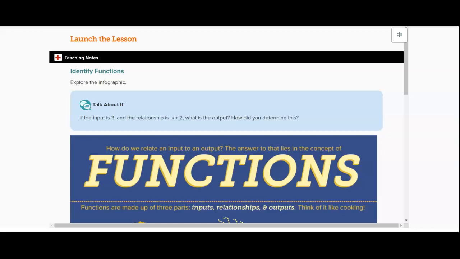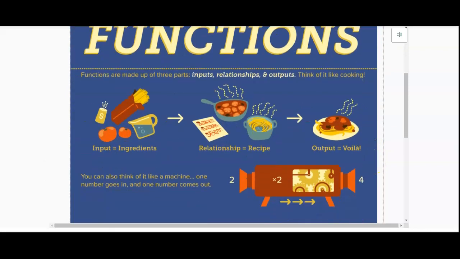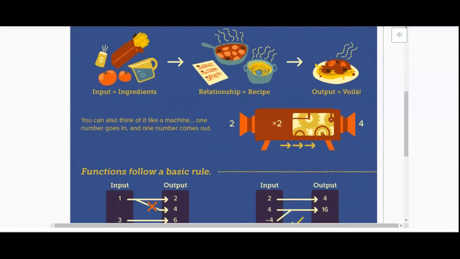So how do we relate an input to an output? For instance, if I have a relationship x plus 2 and the input is 3, then what is the output? Well, that lies in the concept of functions. Functions have three parts: inputs, relationships, and outputs. So think of it like cooking. We have an input, ingredients, we have a relationship, which is a recipe, and then an output, voila, our meal.